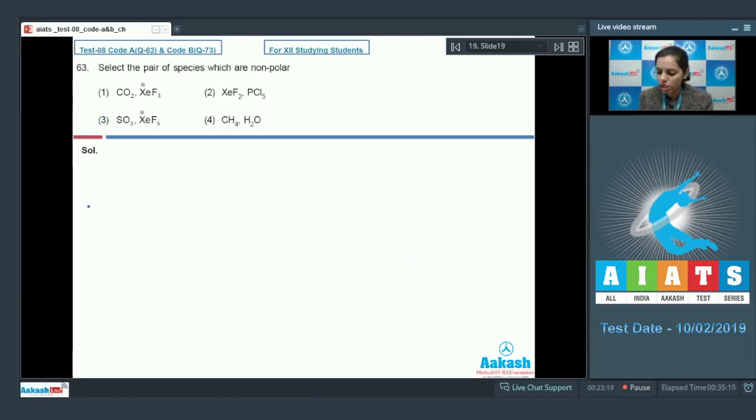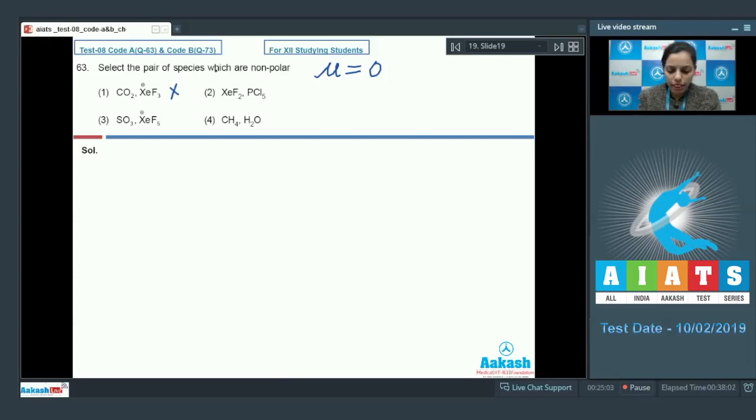After that, question number 63 we have. Question number 63, select the pair of species which are non-polar. To be non-polar, the net dipole moment or the mu value should be 0. Let's check the given options. First we have CO2. CO2 is a non-polar molecule because it's a linear molecule with effective dipole moment equal to 0. While in the case of XeF3, it is not so. Mu value is not 0. It's a polar molecule. That's why it's not the correct answer.